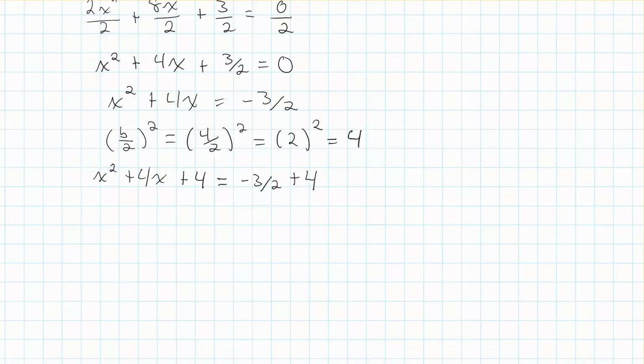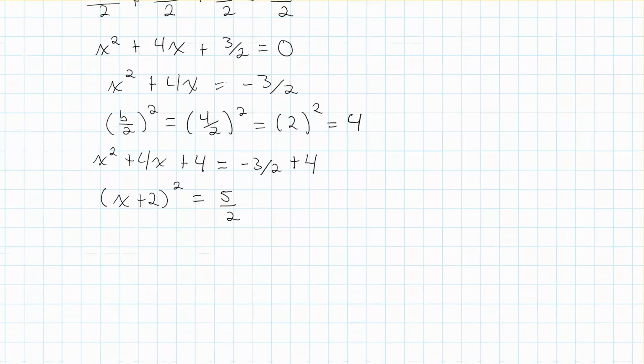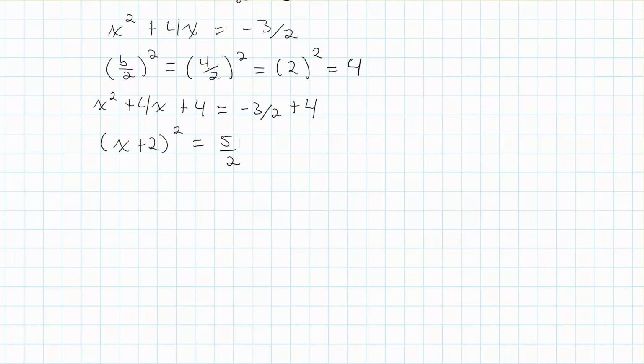And so what do we end up getting here? Well, the left-hand side factors now, and it's going to factor to x plus 2, quantity squared. And then the right-hand side, well, negative 3/2 plus 4, just adding that together, you would get 5/2. And then, proceeding the same way, we'd have x plus 2 is then going to be equal to plus or minus the square root of 5 over 2.